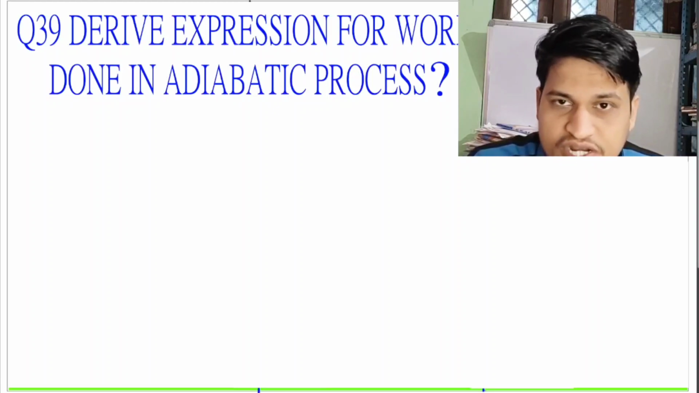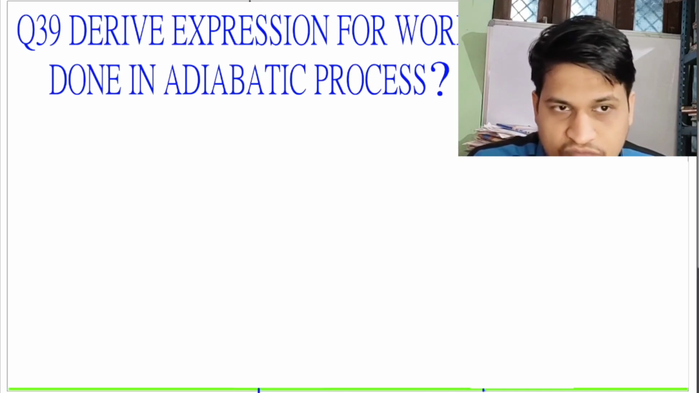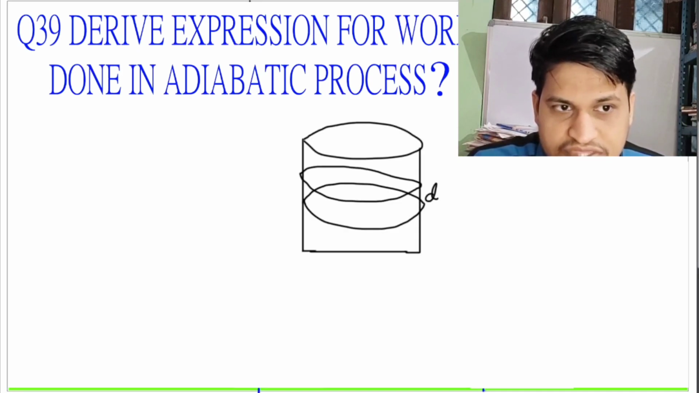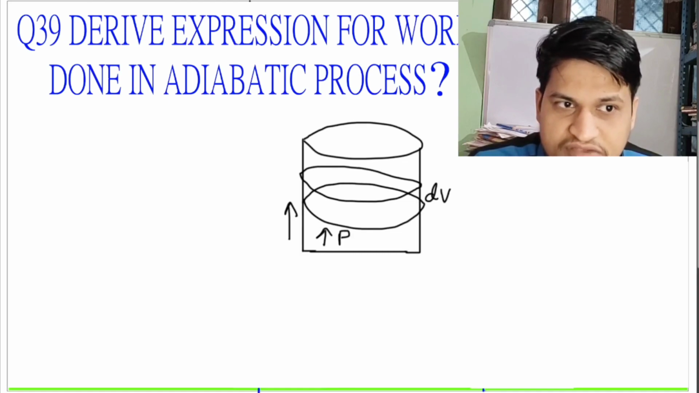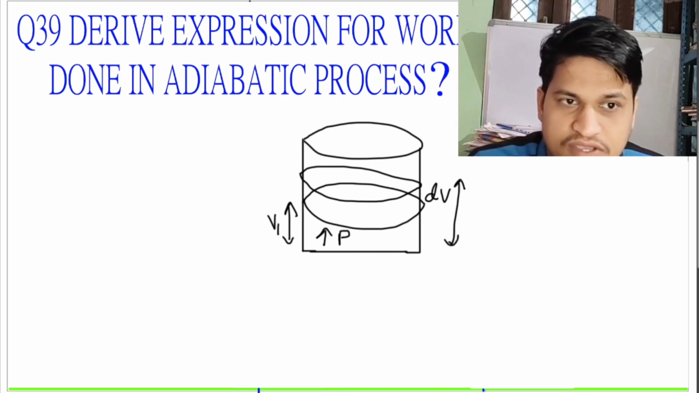Today I am going to derive the expression for work done in an adiabatic process. So first we have to take one container. In that container, liquid is rising by a change in volume dV and pressure is P. Initial volume is V1 and final volume is V2.